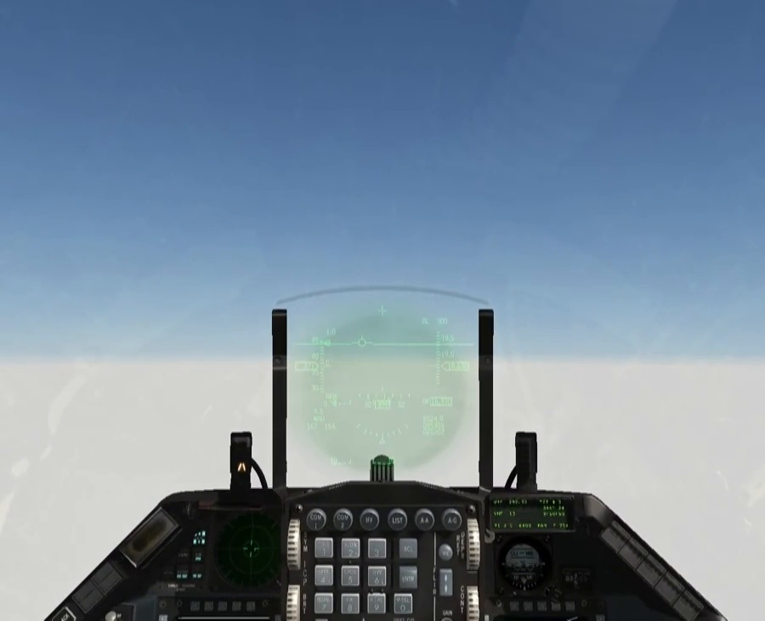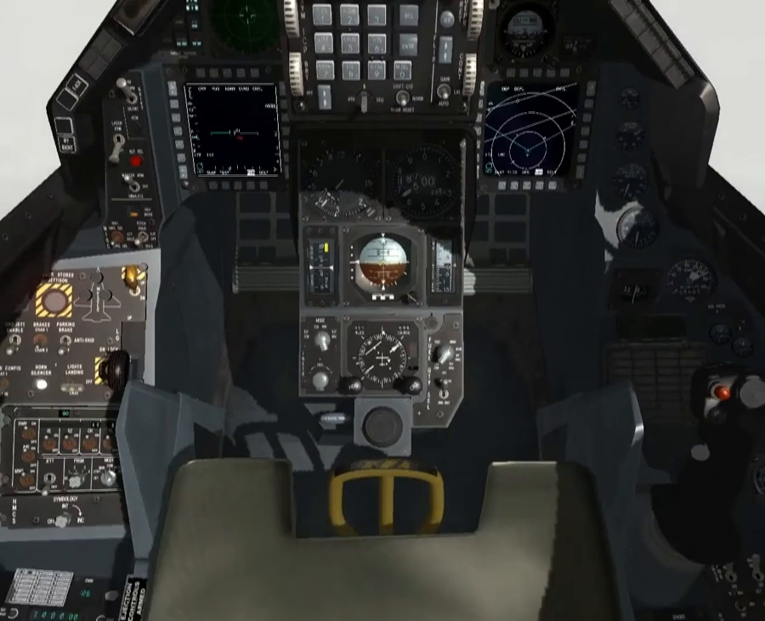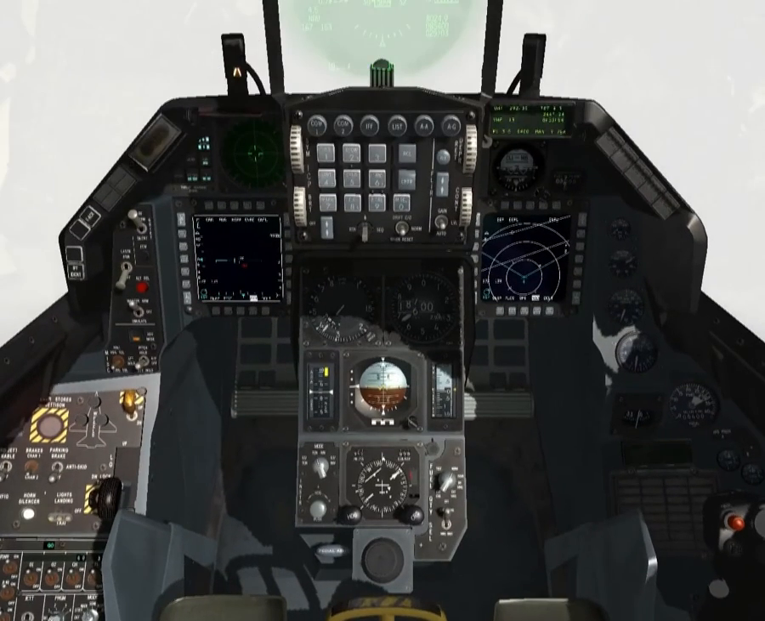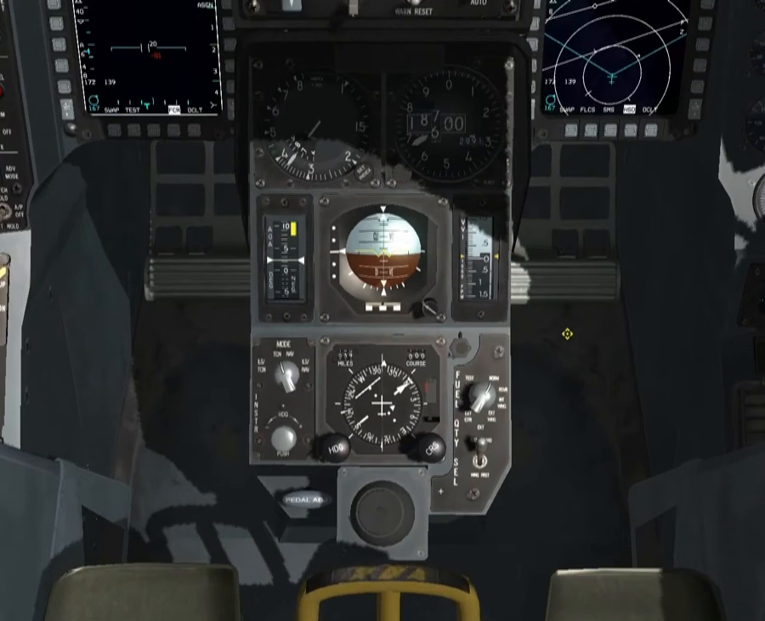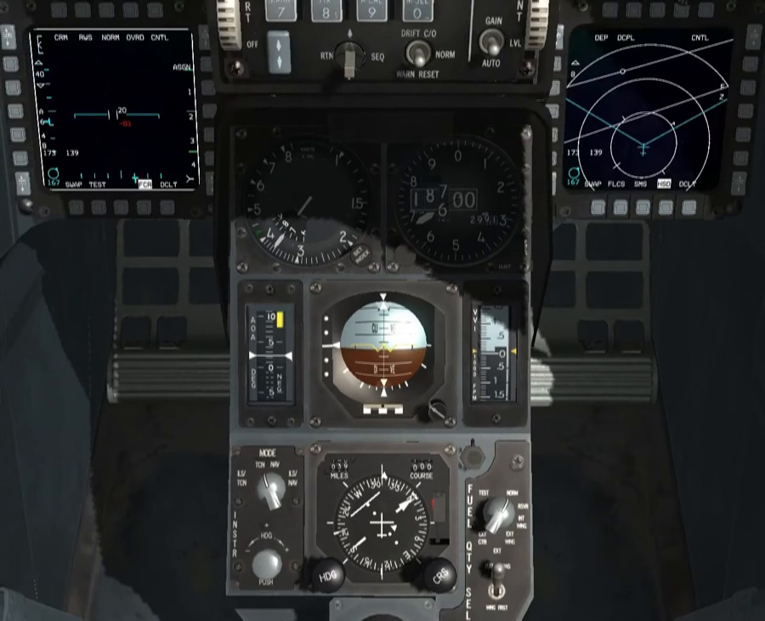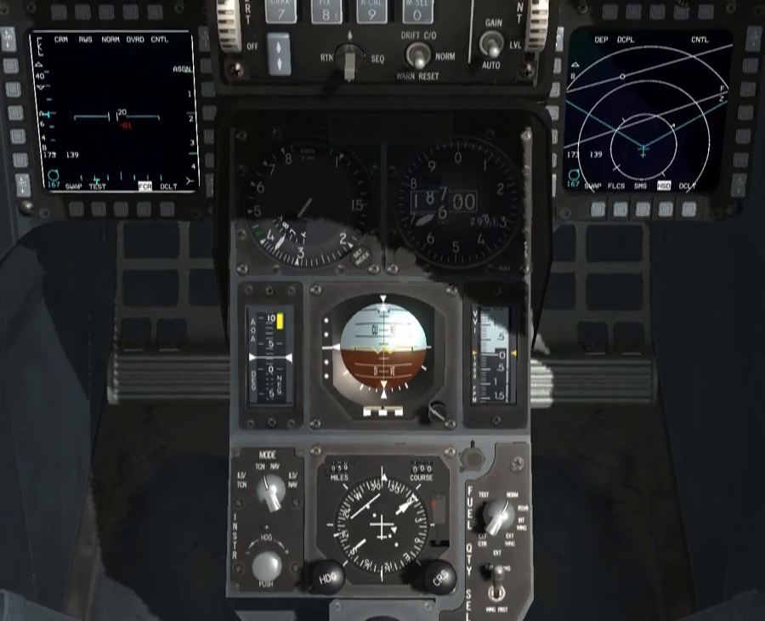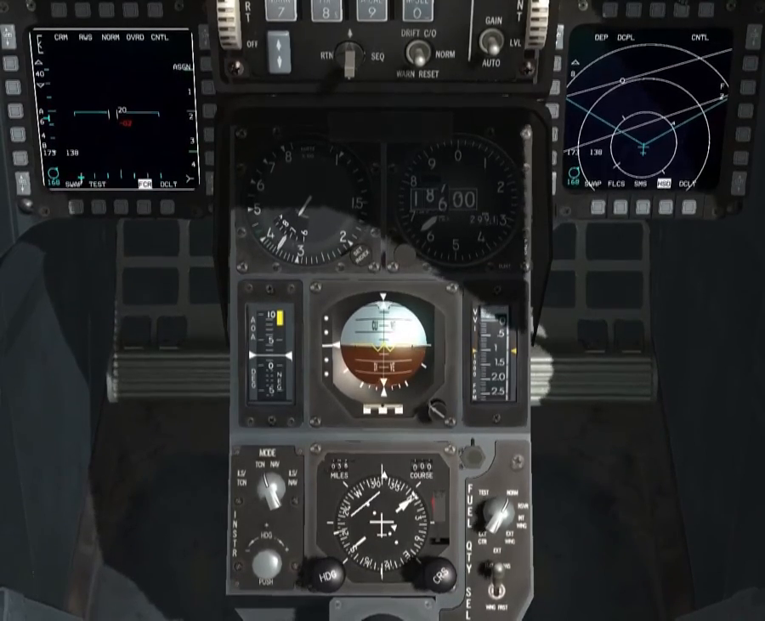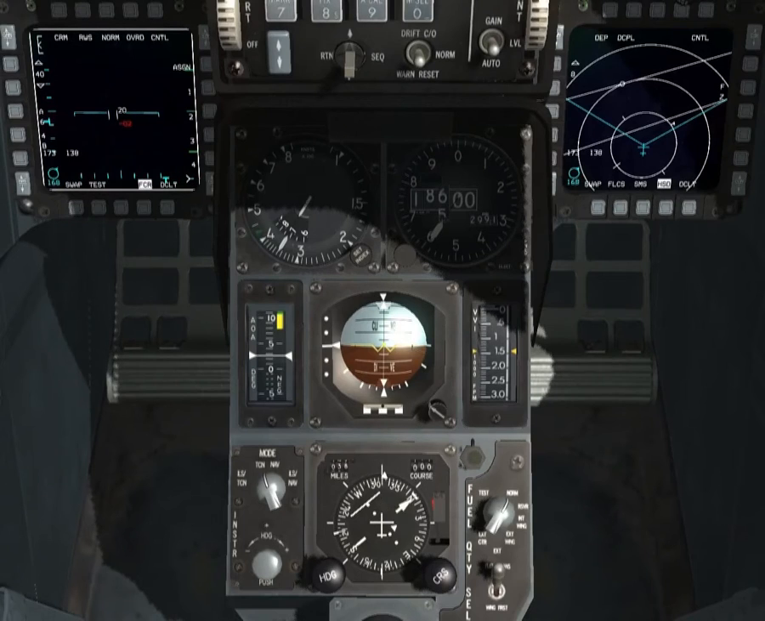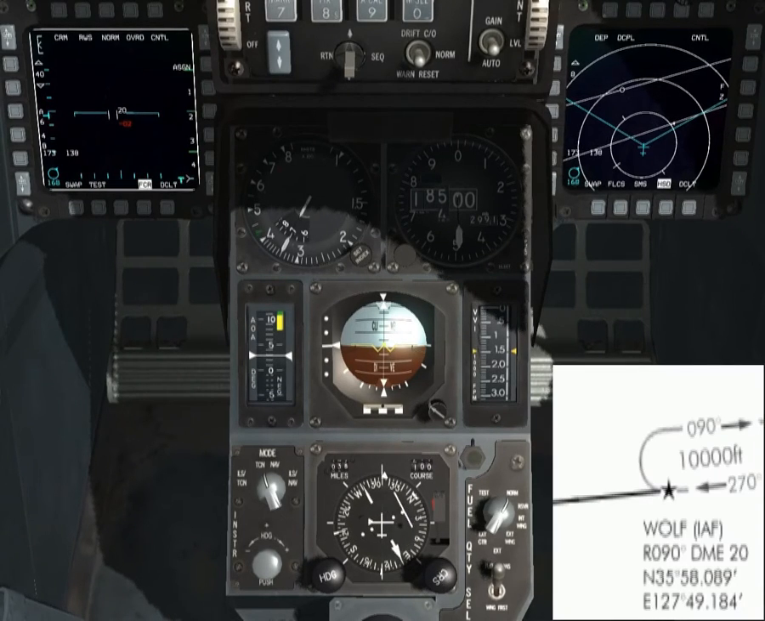So once I'm set, I will just cover my truck IR and then use my keys to go heads down and the mouse wheel to zoom in the instruments so they are clear enough. Then we start slowing our speed to 300 knots and descending to 10,000 feet. That's where the Wolf initial approach fix is, on the radial 090, 20 miles from Kunsan.